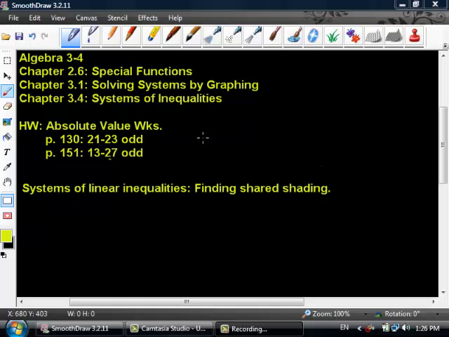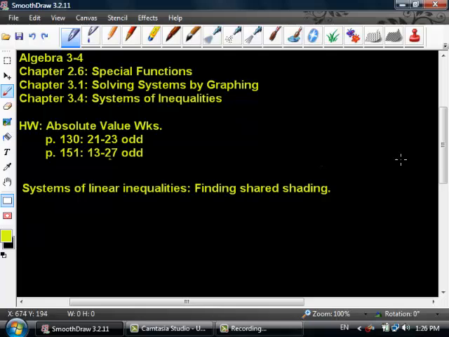Okay. Chapter 3.4 deals with systems of inequalities. So we're back to graphing two lines on the same graph. Now this time it's actually going to be required that you graph. Your assignment for graphing systems of linear inequalities is longer because it's not just finding the point of intersection. You're going to try to find what I like to call shared shading, where the two shades intersect each other, where the red graph meets the blue graph.